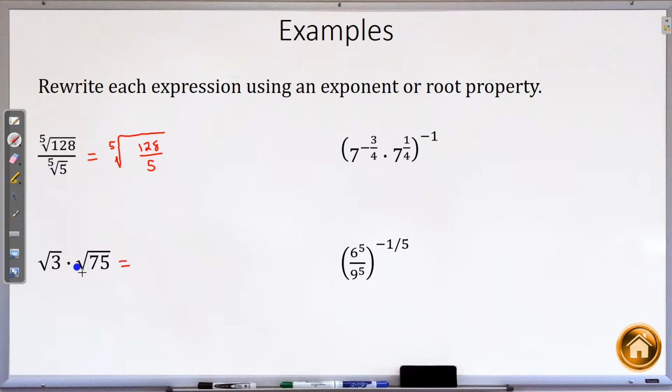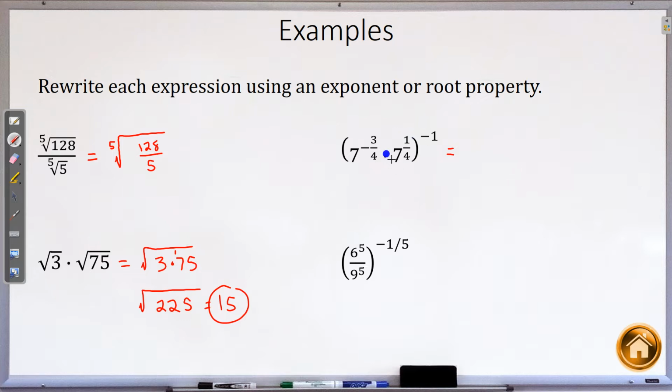All right, here I've got 2 square roots that are multiplying. That means I can write it as 1 square root, 3 times 75. Well, if I wanted to, I could then multiply those. 3 times 75 is 225. We've got the square root of 225, which I believe is 15. Looks about right.